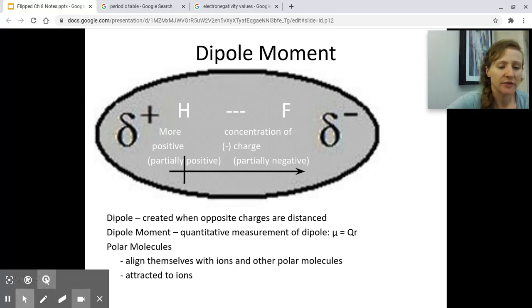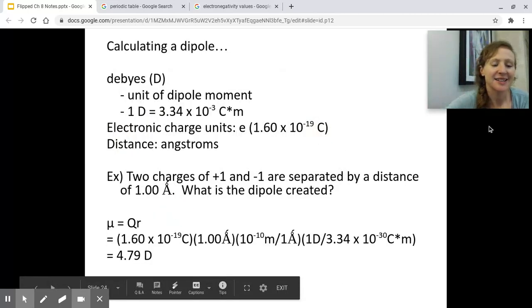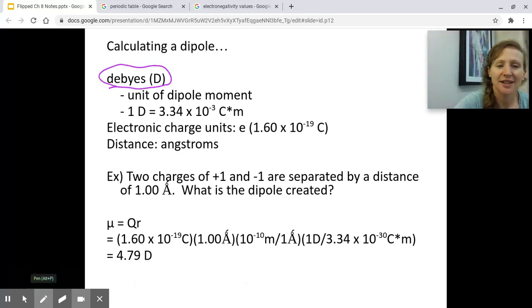Let's see if I have the symbol on the next slide. Yes. They're measured in this unit. It's called a debye. It's represented by a capital D, and that's the unit that they use to calculate the measurement. Notice that it's a combination of charge and distance. So just like Coulomb's law, which is a combination of charge and distance, so is a dipole moment.